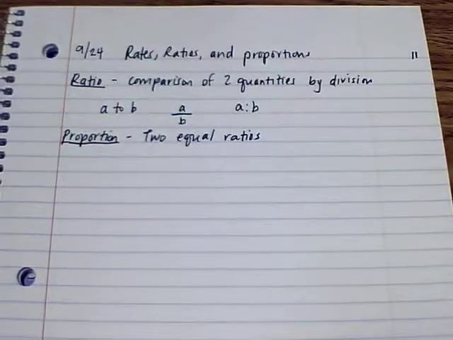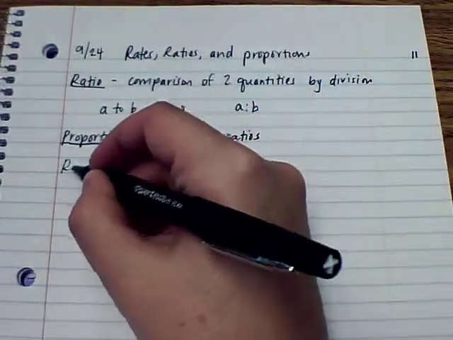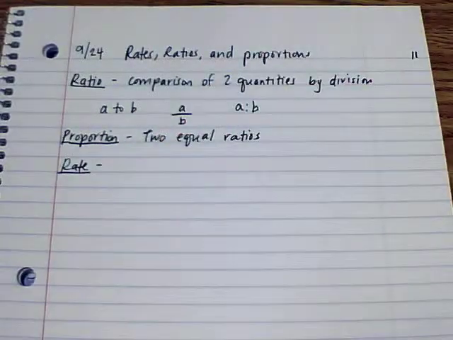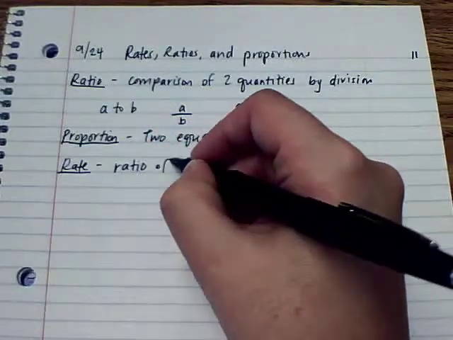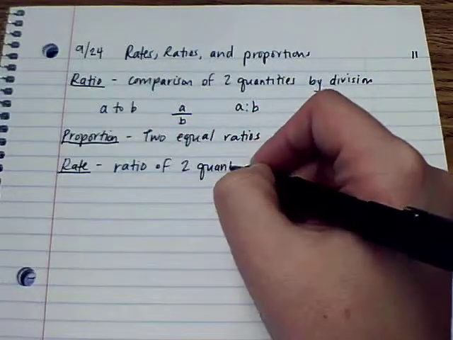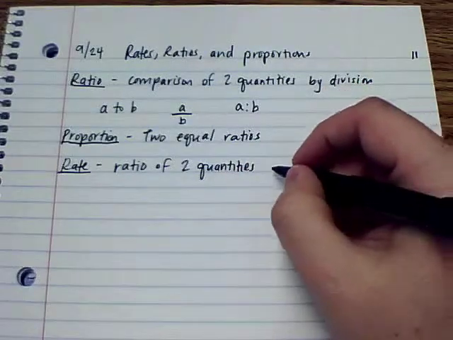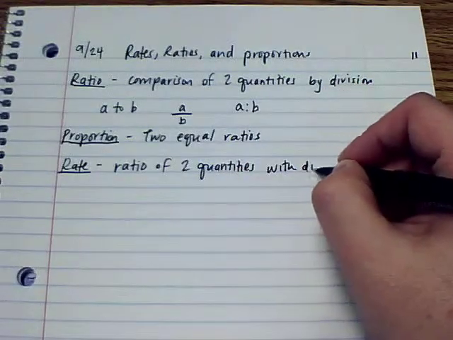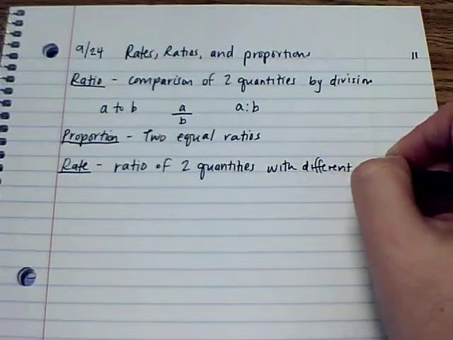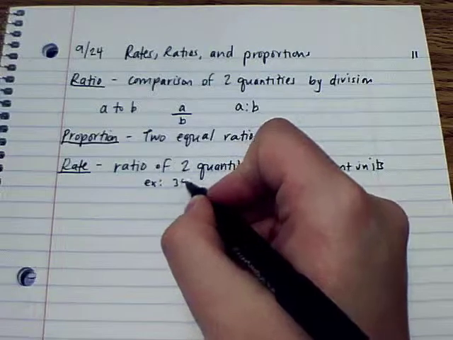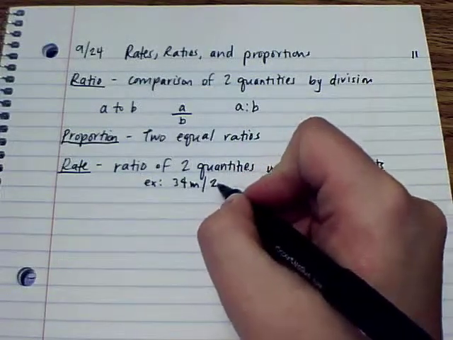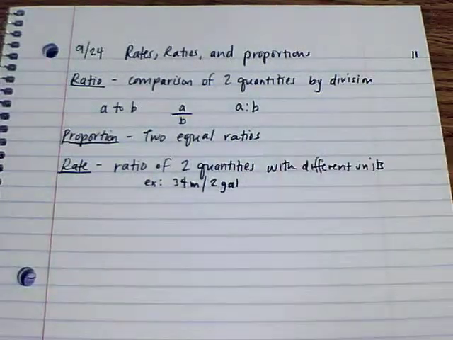Okay, the next word we're going to look at is rate. So a rate is the ratio of two quantities with different units. So an example of that would be like 35 miles for every 2 gallons. So that's a ratio of two different things that have different units.